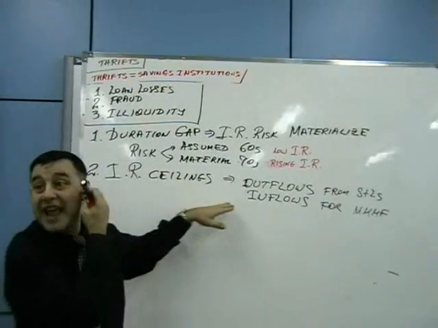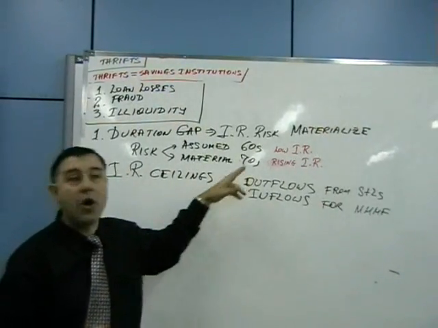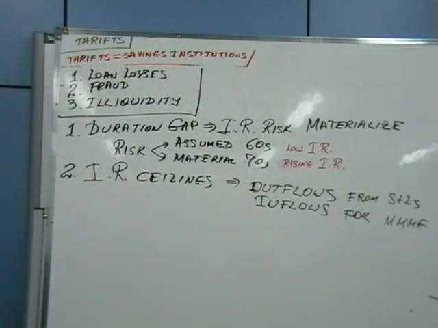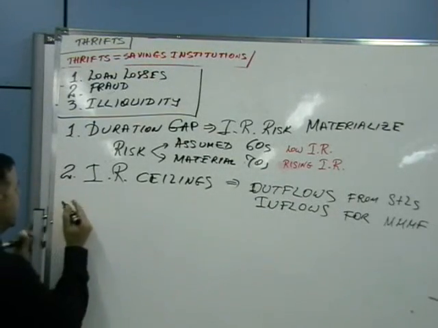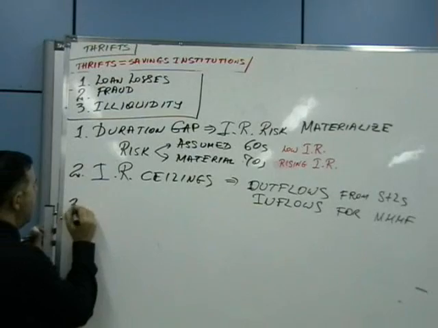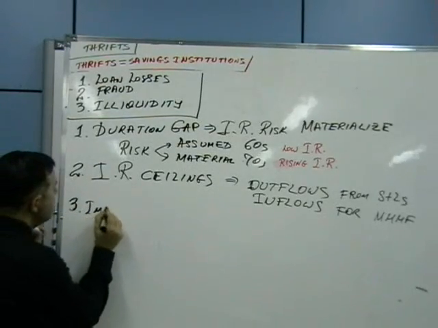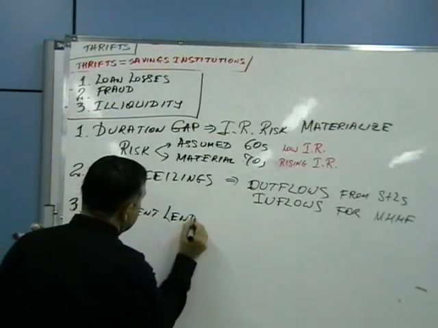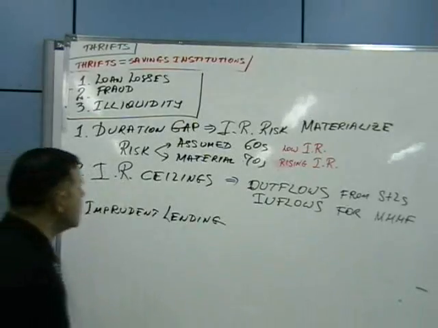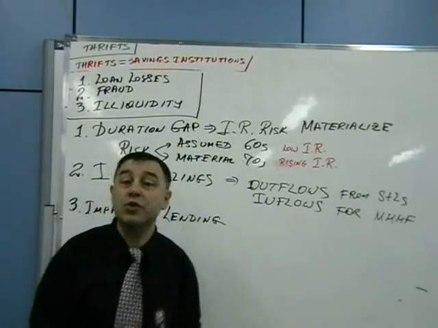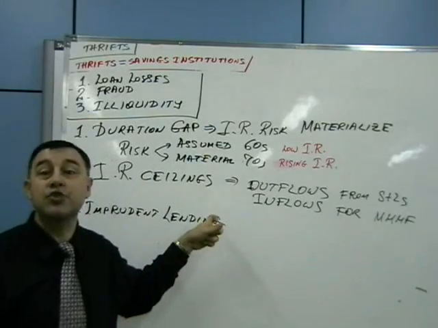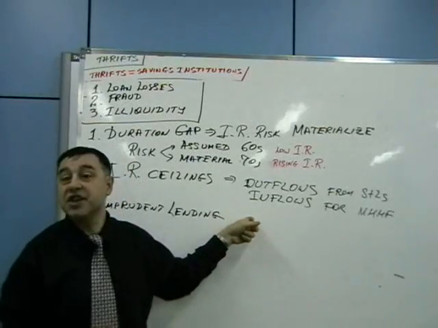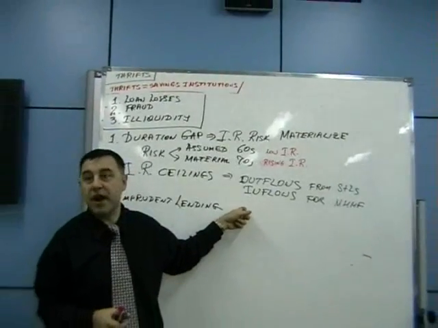So this was another major cause. All right, let's see what else we have. The third reason was, let's call it imprudent lending. What does imprudent lending mean? It means that you begin to lend to people who aren't credit worthy. It is the old version of today's subprime lending, subprime borrowing.